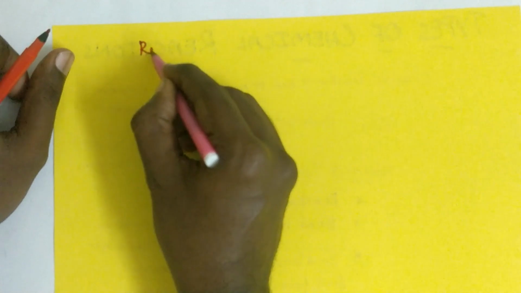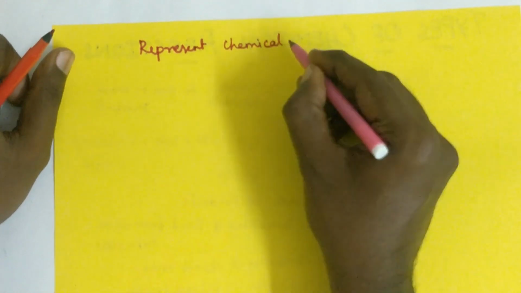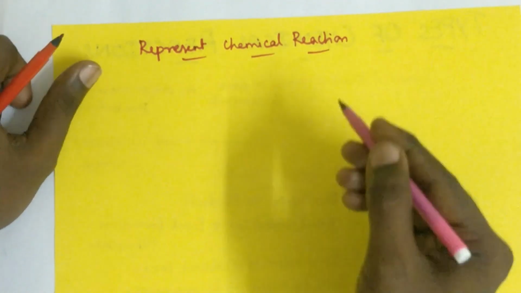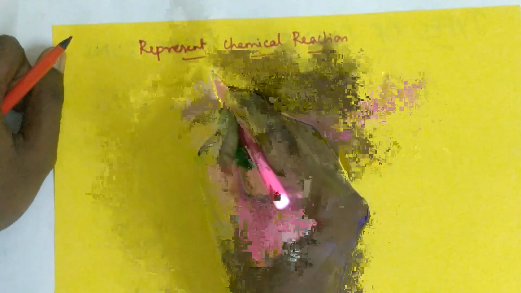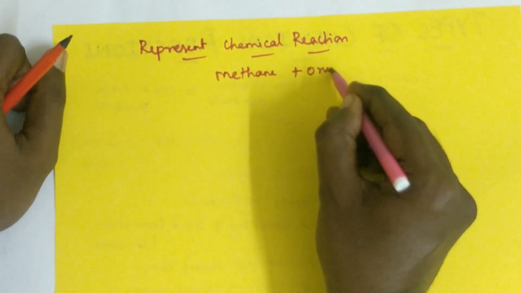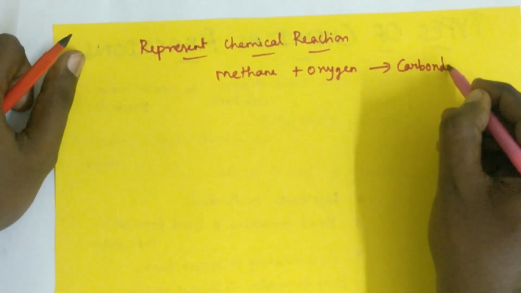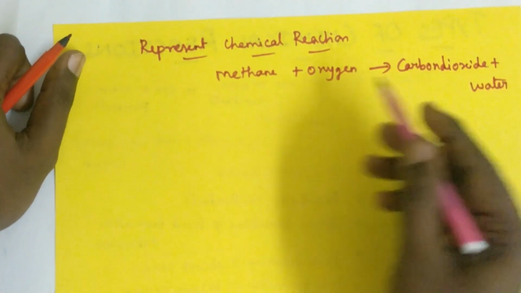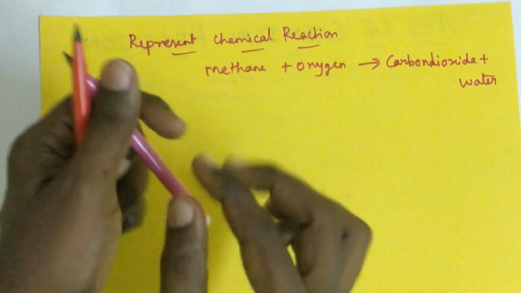Next is to represent a chemical reaction. In the textbook they have given an example, methane reacts with oxygen to form carbon dioxide along with water. So in this case the reactants are methane and oxygen. The products are carbon dioxide and water.